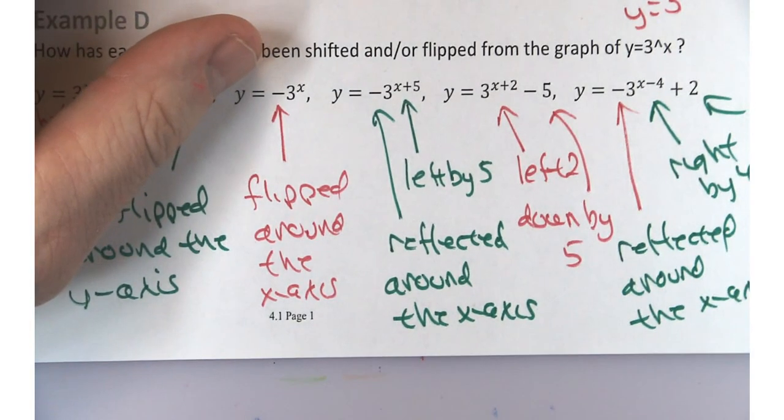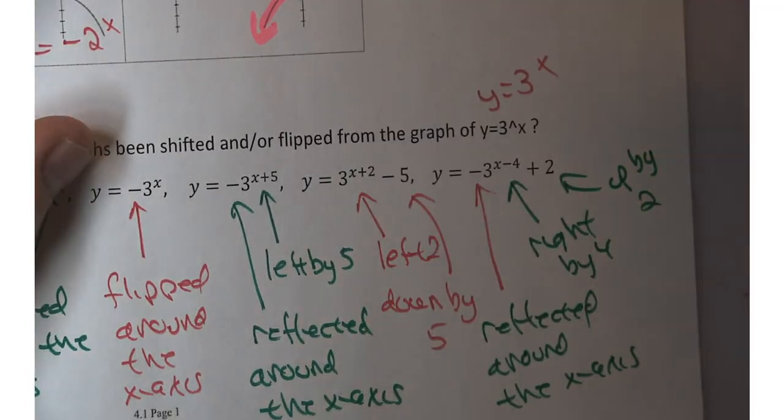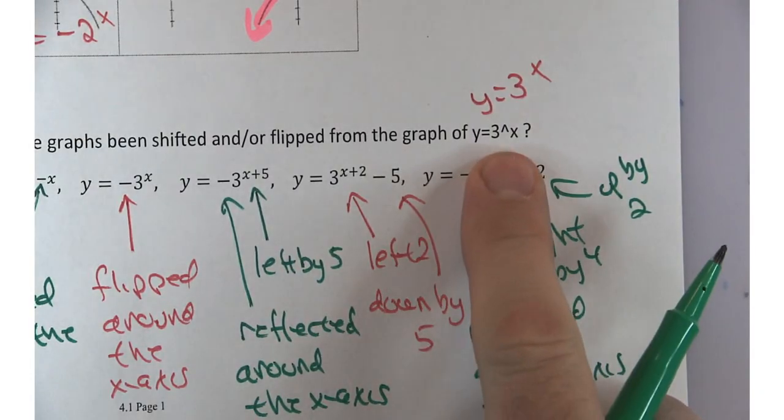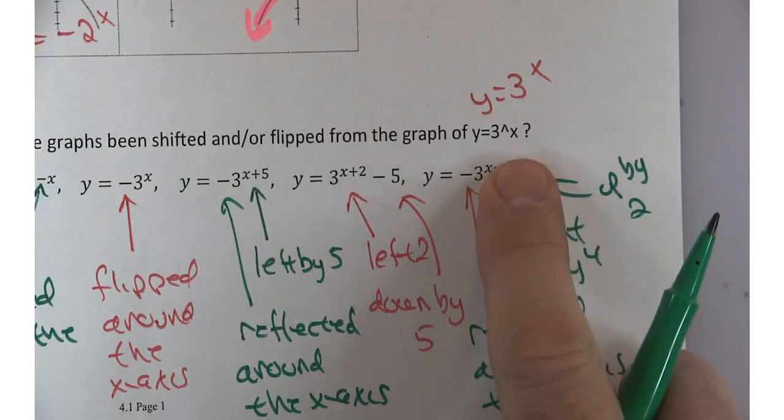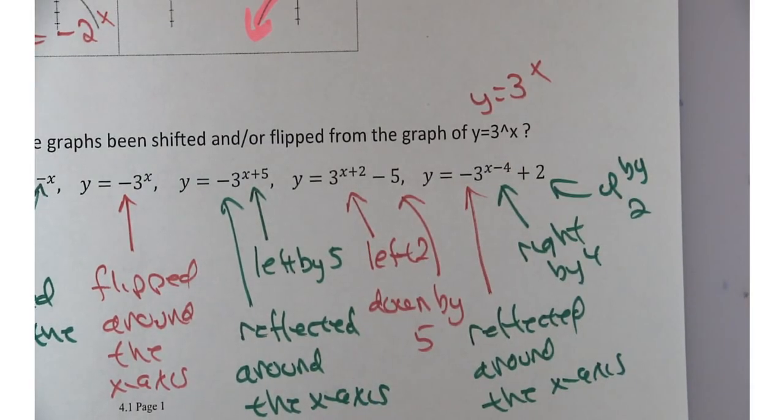A different way I could ask you these questions is I could say, all right, take this graph and shift it to the right by 7, up by 4, and reflect it around the x or y axis. So I could tell you what I want shifted and then ask you to come up with the equation. Are we okay with that one?